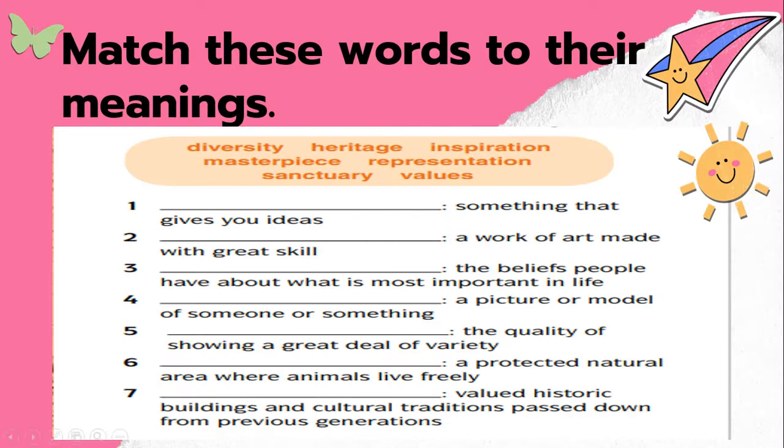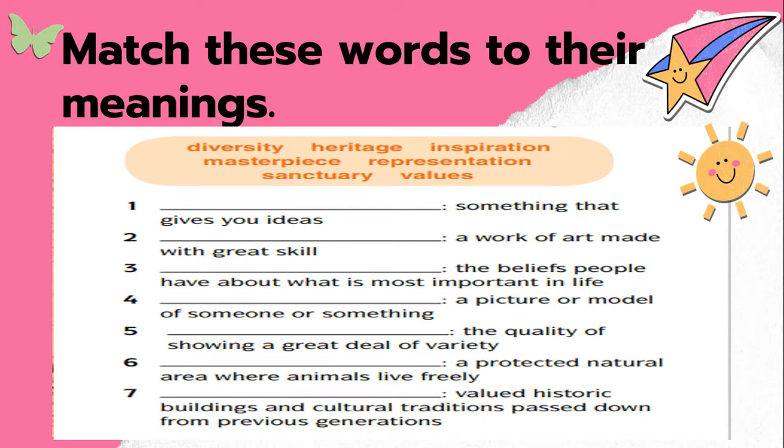The second one is this exercise. You have to match these words to their meanings. They give about 7 words in the orange box there. We have the word diversity. Diversity means kepelbagaian. Heritage is warisan. Inspiration. Masterpiece is karya agung. Representation. Sanctuary means tempat perlindungan, and values. So you have to find the correct meaning for each word in the orange box there.